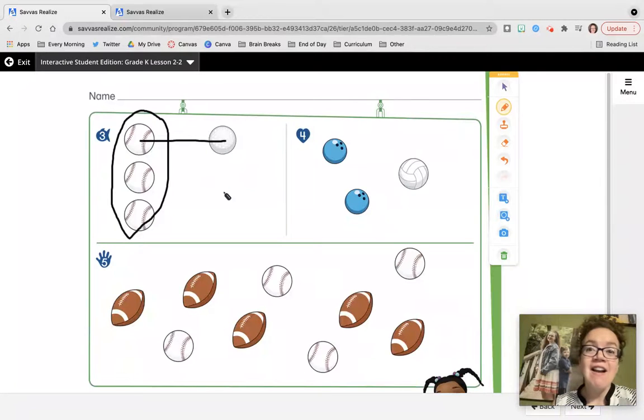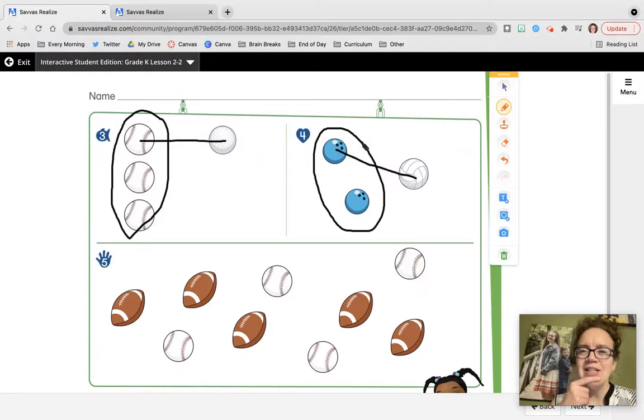Put your finger on heart number 4. We are comparing bowling balls to volleyballs. Ready? We draw a line to make matches. Bowling ball to volleyball. Uh-oh, there are no more volleyballs. So what does that mean? Which one are we going to circle? We're going to circle the bowling balls.